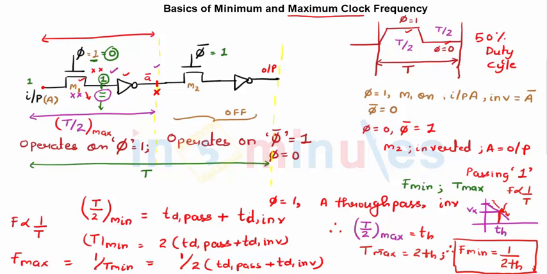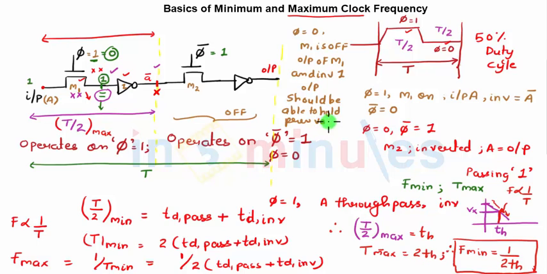I can see still some people are confused about what's happened when phi is equal to 0. So I'm just going to recap this real quick. When phi is equal to 0, M1 is off. In simple words, the output of M1 and inverter 1 output should be able to hold its previous value. However, what happens is when M1 is off, because of the problem called charge leakage, which we have discussed in detail previously, the output of my pass transistor tends to lose its charge, because there's a capacitor present here internally.